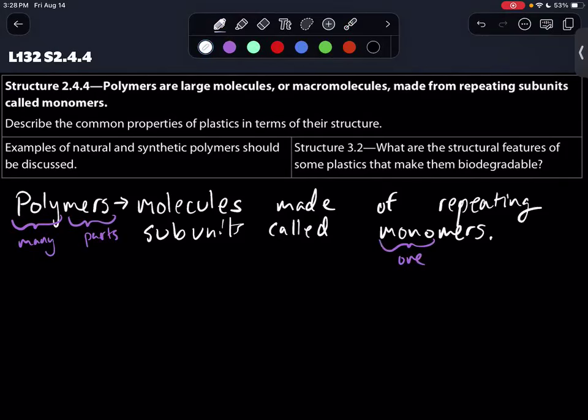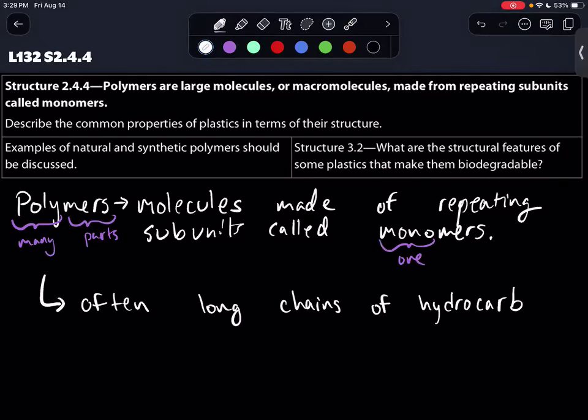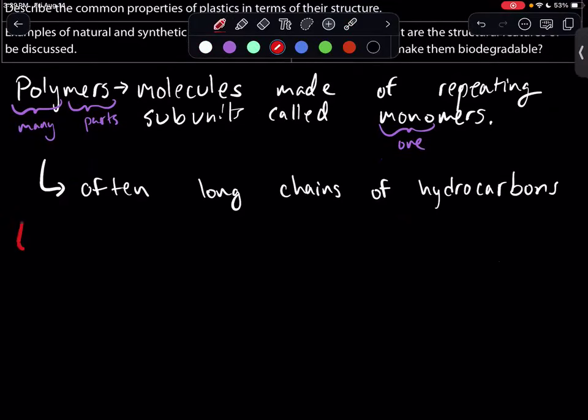Now, when we look at polymers, generally when we think about plastics, these are often long chains of hydrocarbons. So basically, we're just looking at repeating hydrogen and carbon, which are organic compounds, as we've learned so much about, still covalently bonded. So let's take a look at one of the most common polymers around our world. This is polypropylene.